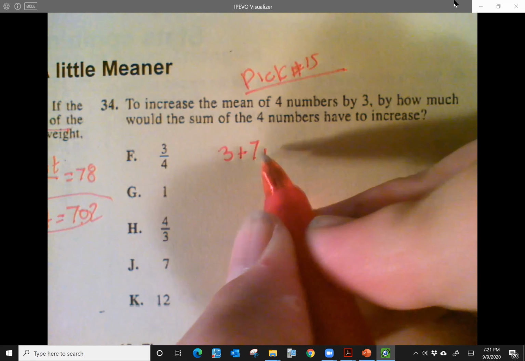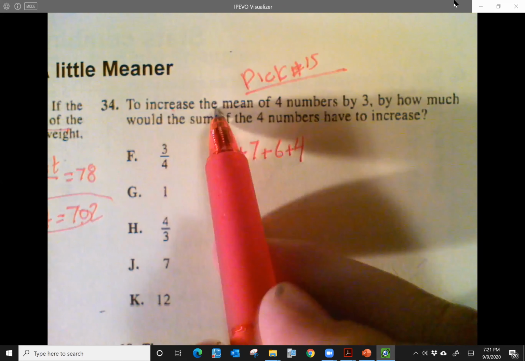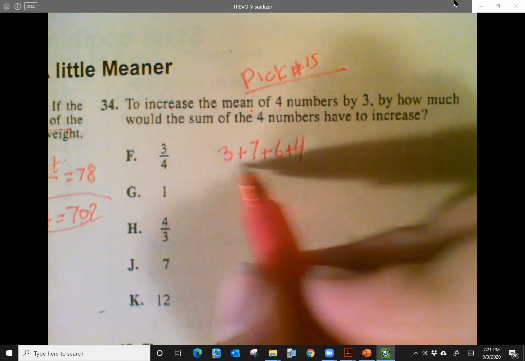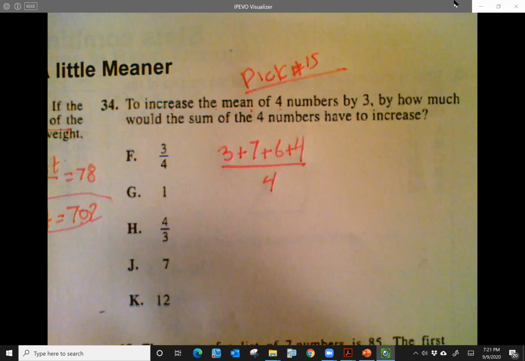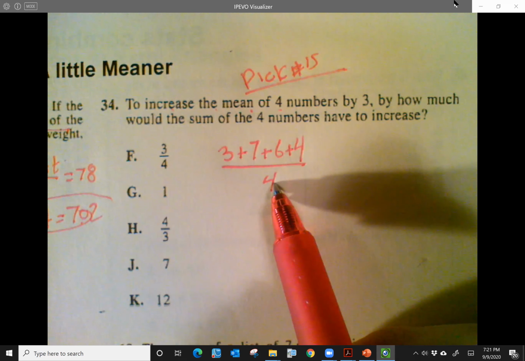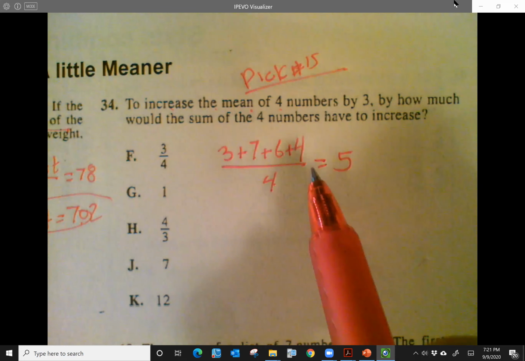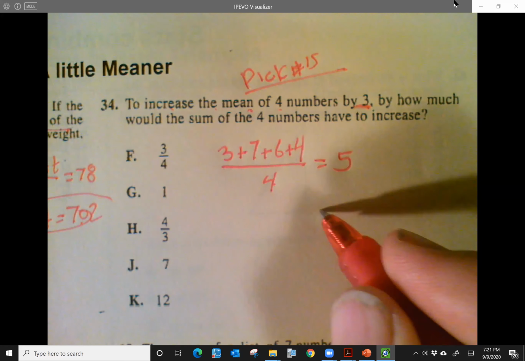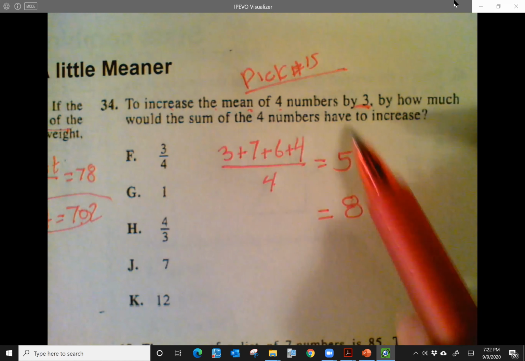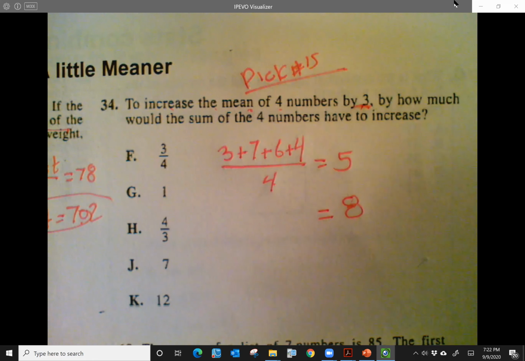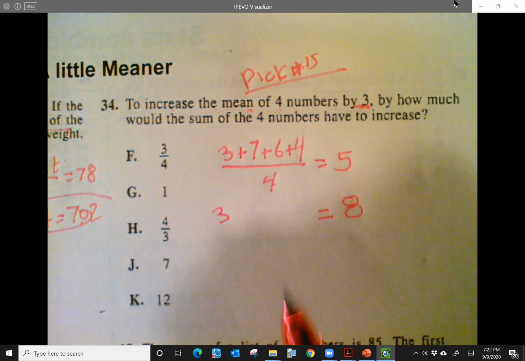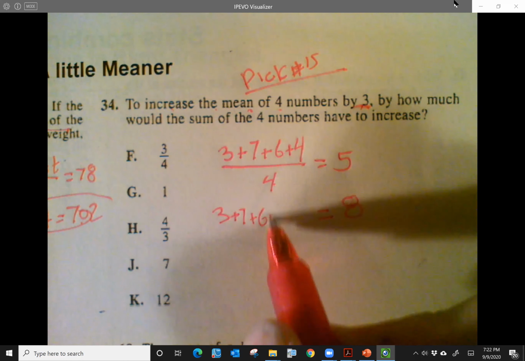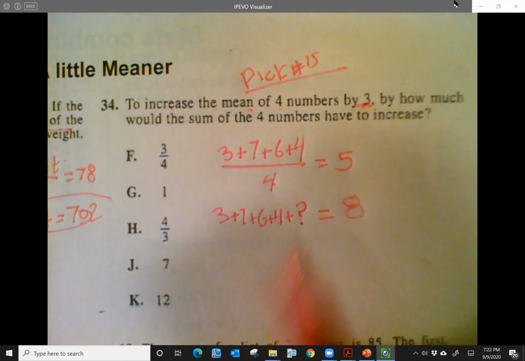Set 3 plus 7 plus 6 plus 4. It says to increase the mean of 4 numbers. Well, let's find the mean of these numbers. If I add these numbers up that I just picked out of the air, any 4 numbers I wanted, I divide by 4, and the answer is 5. Now, I want the mean to increase by 3. So I want the mean to be equal to 8, right? I want it to be 3 bigger. And it says, how much would the sum of the 4 numbers have to increase? Well, our 4 numbers that I chose were 3 plus 7 plus 6 plus 4 plus, I'm not sure how much I've got to add, right?